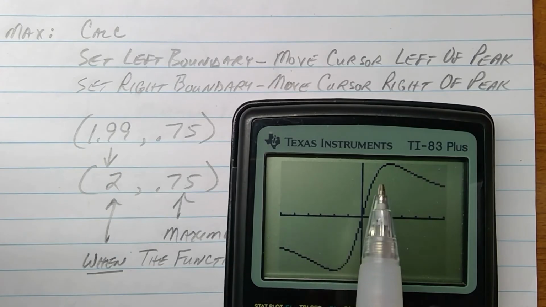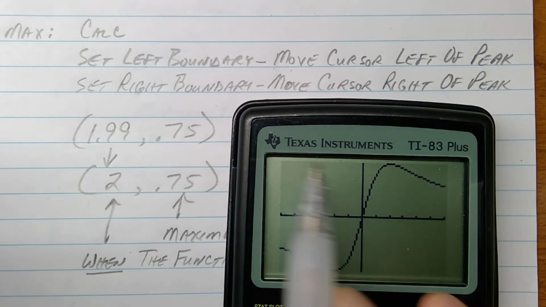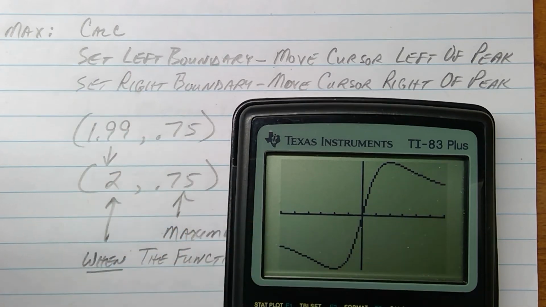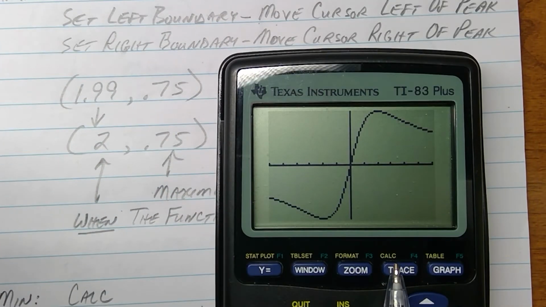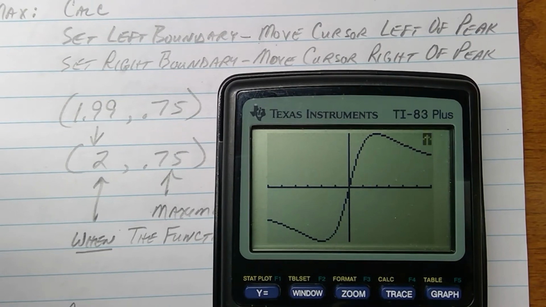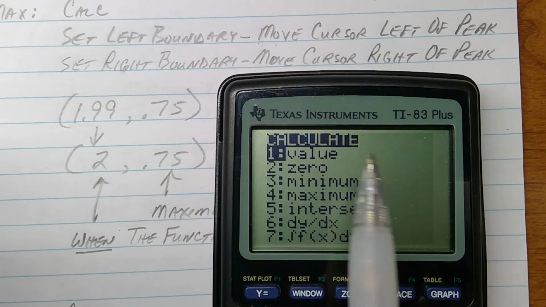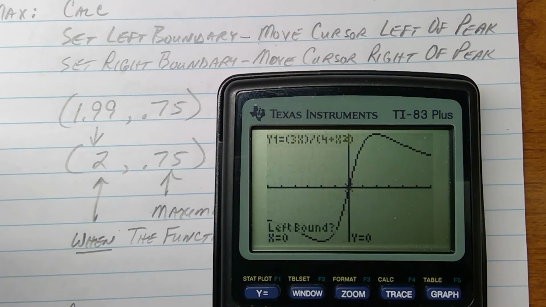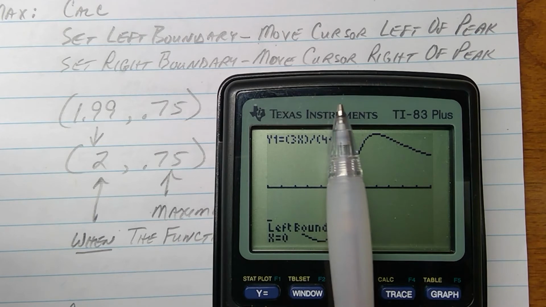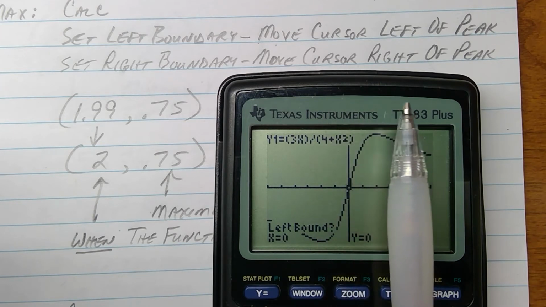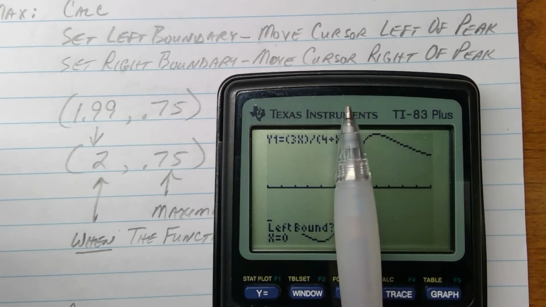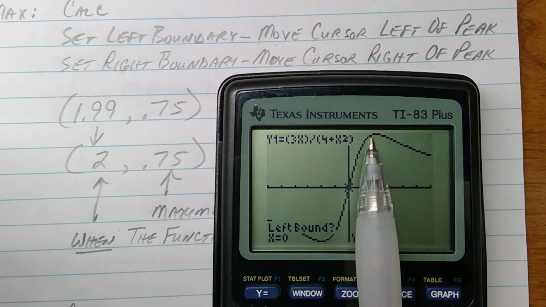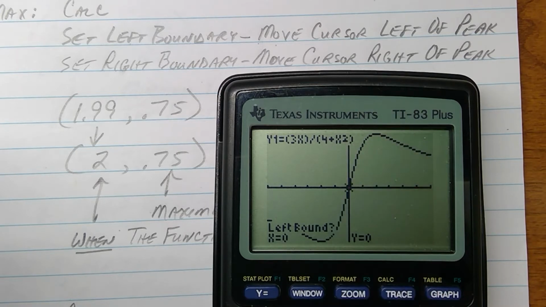All right, so I'm going to start with the maximum, the top of the peak here, the top of the mountain. First thing you do is calculate. That's above your trace button right there. Pull up calculate, and we want to calculate the top of the mountain, so we want the maximum. It's asking us to set some boundaries, some fences. We're going to set a fence on the left side of the mountain, and then move over to the right side of the mountain and set another fence, and it's going to look in between those two fences and find that mountaintop, that maximum.